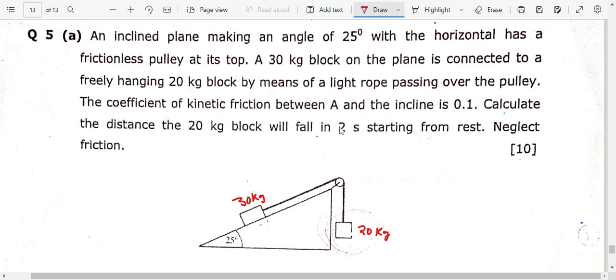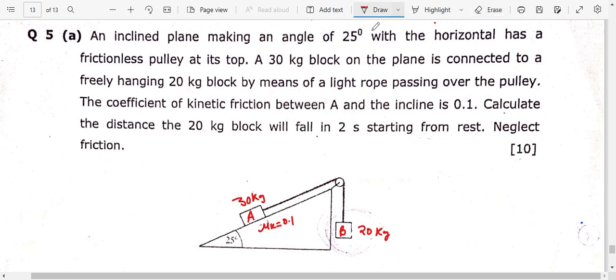The coefficient of kinetic friction between A and the plane. Now A is the same object. Obviously, coefficient of kinetic friction can only be on that object which is on the incline. This is B. This B cannot be affected by friction because it's not attached to the incline. So every time they mention the friction, just know that it's the one which is on the incline. Now we have coefficient of kinetic friction here, which is equal to 0.1, meaning that the incline has friction, but the rope itself, this pulley you are able to see, it doesn't have any friction.